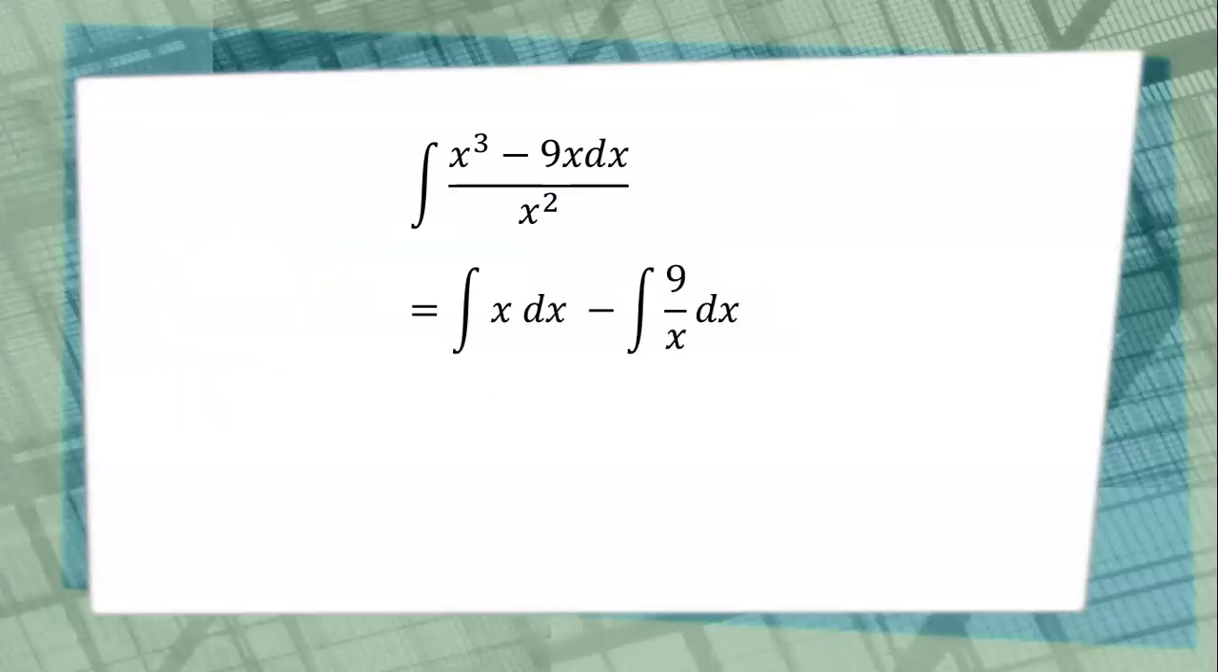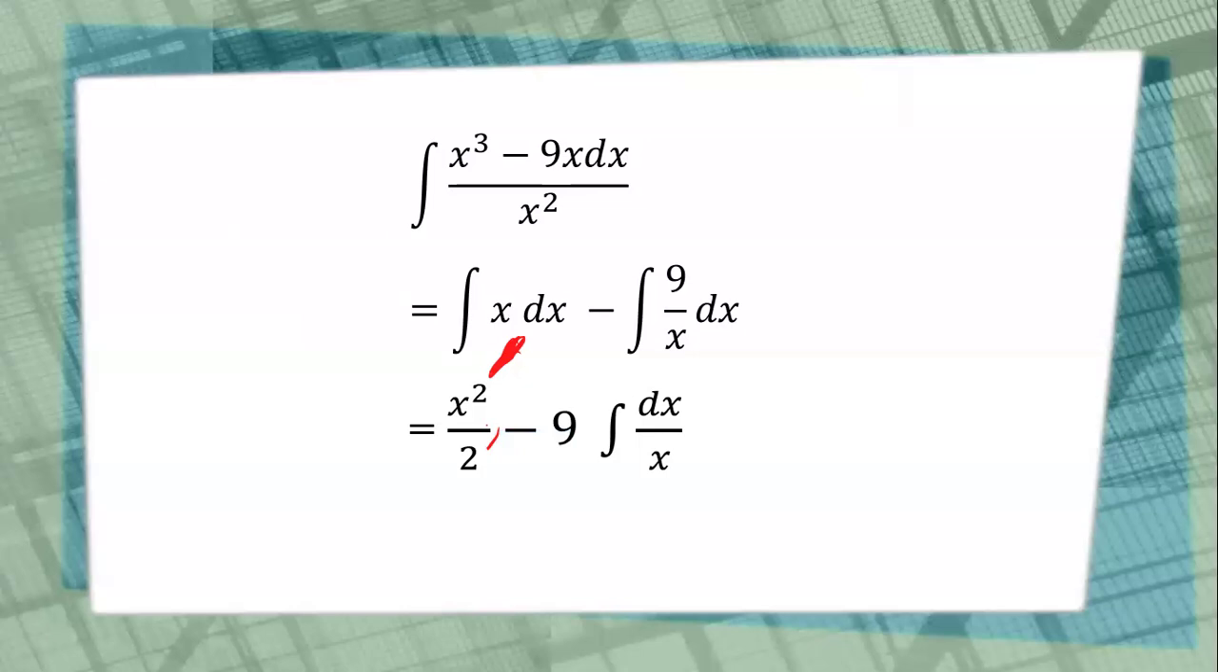So in this example, you simply apply division first. Let's take a look at number 8. The integral of x cubed minus 9x dx over x squared. So first you have to divide. You have the integral of x dx minus 9 over x dx. And then you use the regular power rule, so that's addition of plus 1. So you'll have x squared over 2.